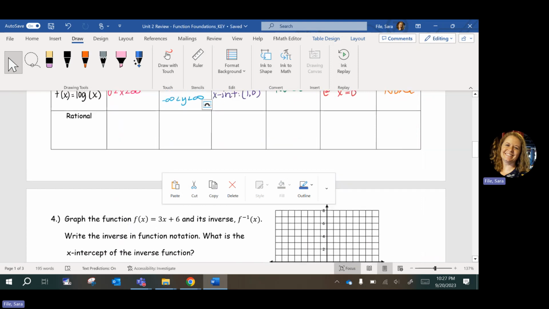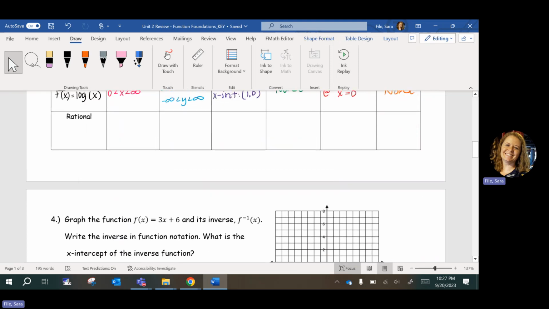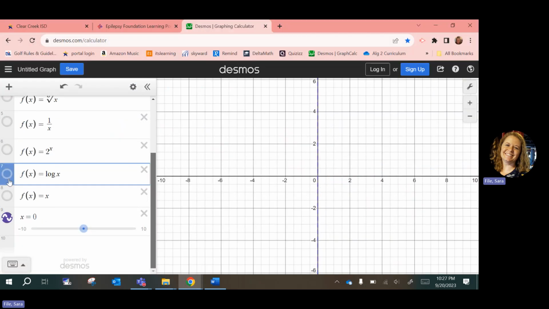All right, last but not least is the rational function. So the rational function is f of x equals 1 over x. So this one, in Desmos, I'm going to turn log off and turn rational on. And this is the one that has those curves in quadrant 1 and 3.